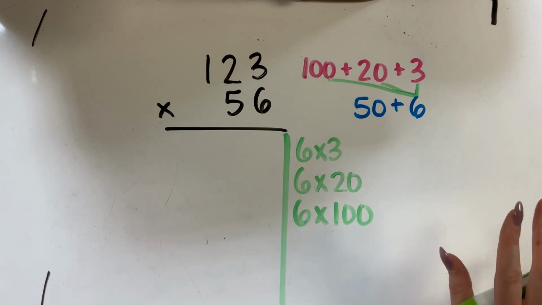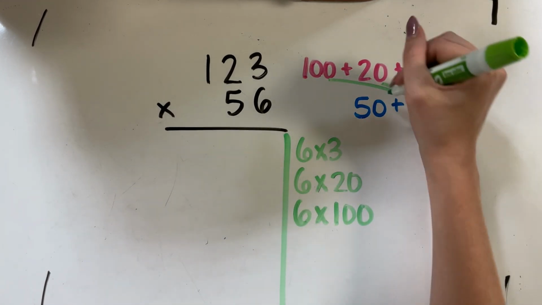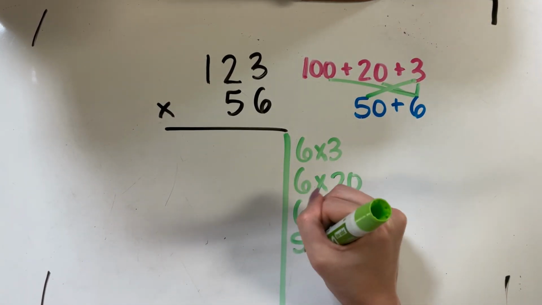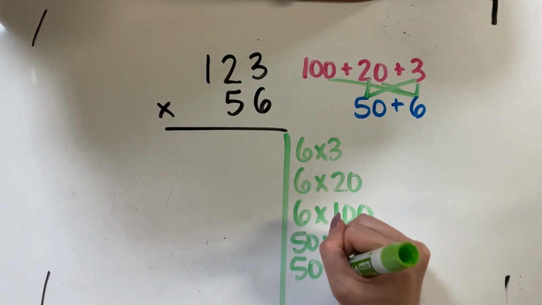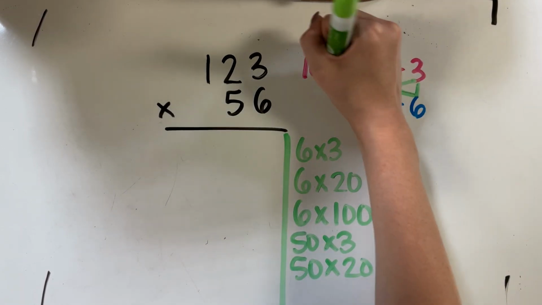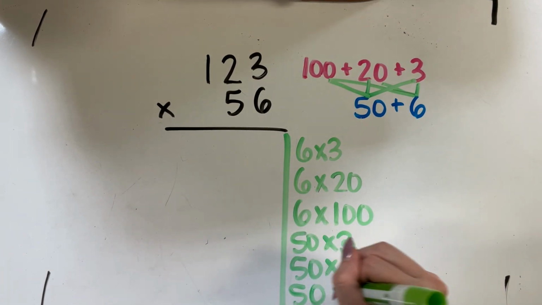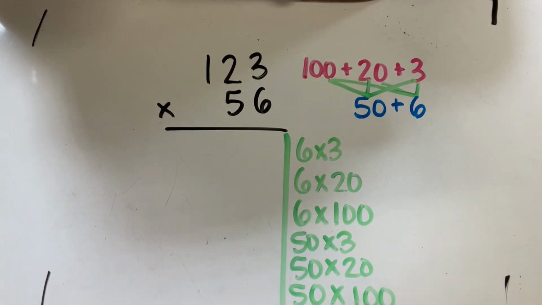I'm going to do the same thing with 50 over here. We're going to do 50 times 3, 50 times 20, and 50 times 100. All right, let's do some multiplication. In fact, why don't you practice multiplying these out on your own? Use the powers of 10 if you need to. And then when you are done solving those, unpause this and you can check your work along with me.